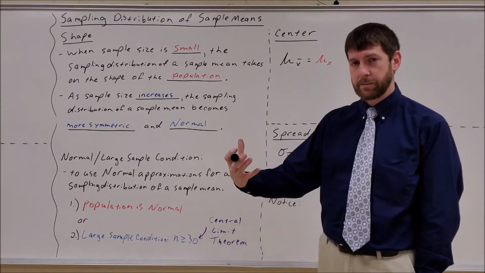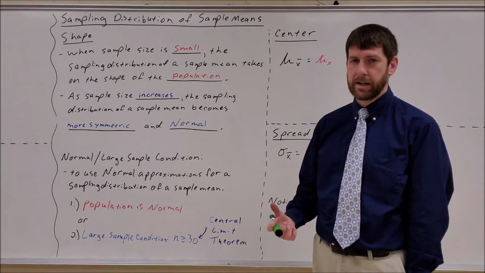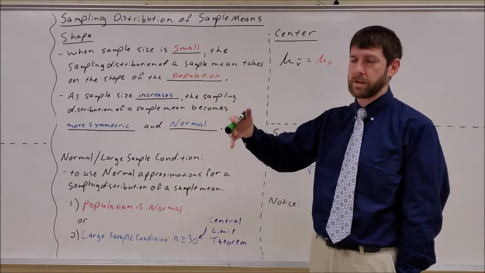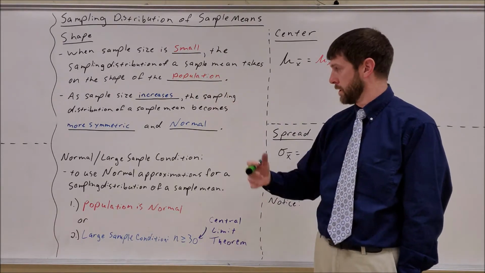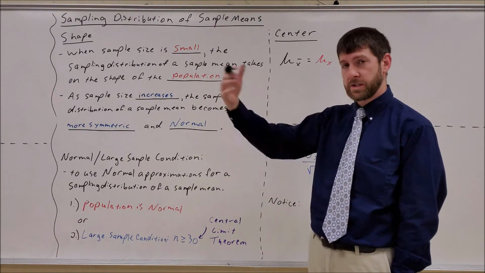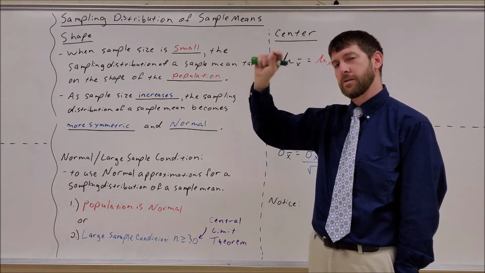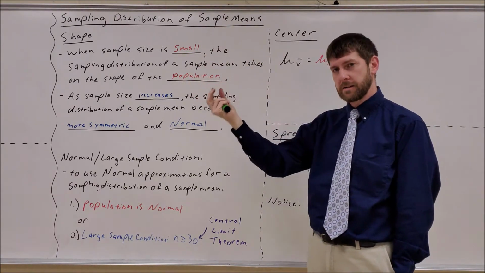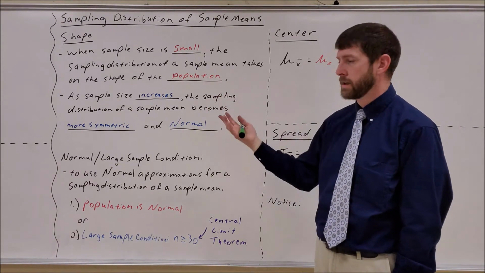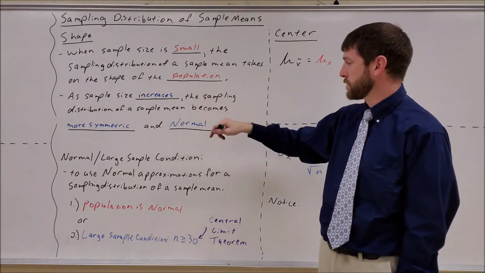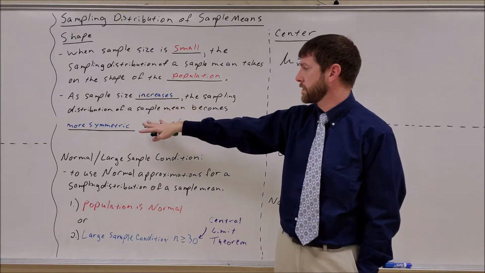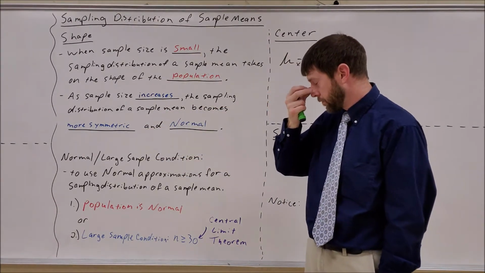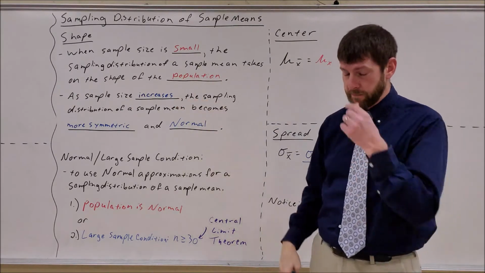Now what happens as sample size increases? Well, it's that same idea that we talked about. That binomial could be left skew, right skew, or symmetric from a proportion standpoint. As sample size increased, those tails where the small probabilities were kind of dropped off and we got that symmetric looking distribution. Same idea happens here. As sample size increases, the sampling distribution of a sample mean becomes more symmetric and normal. And we'll look at some examples of this in class.